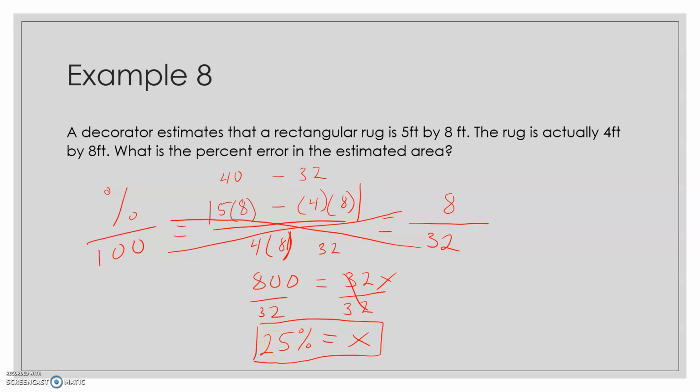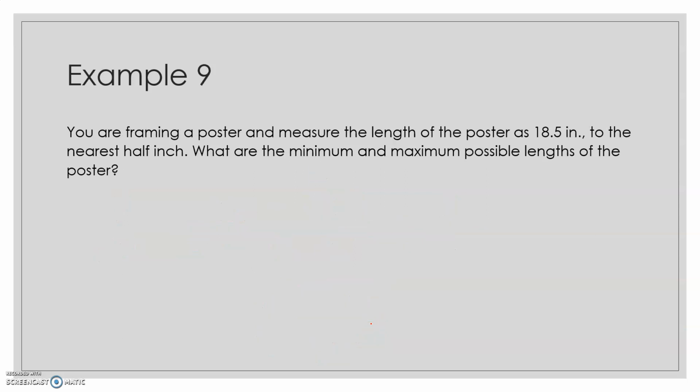So again, we're finding the difference. What was the change? It was actually 32. They thought it was 40. That's what goes on top. That error goes on top, and then the actual amount goes on the bottom. Cross multiply and solve like we've done with all these problems.